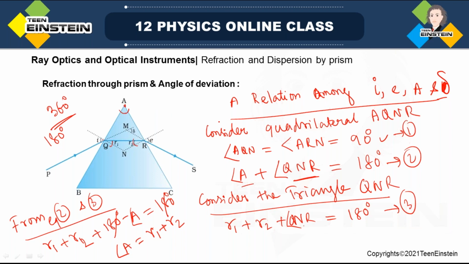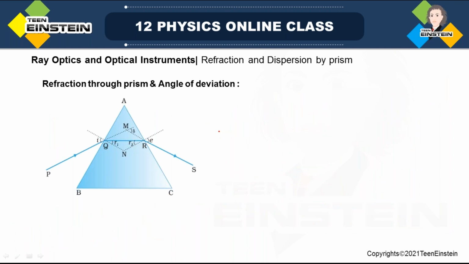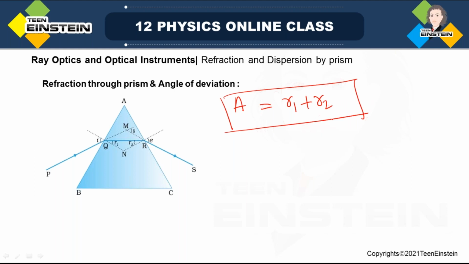So what are the things we have got now? From all this calculation, we have got that the angle of prism, simply denoted by A, equals R1 plus R2. So this is the thing we have got now. Now we'll see what is delta. What is this angle delta?